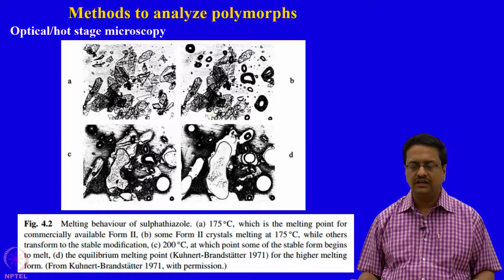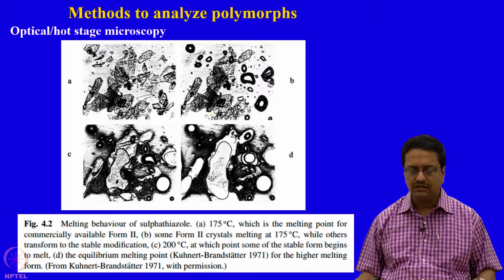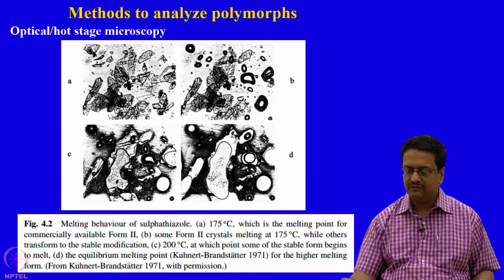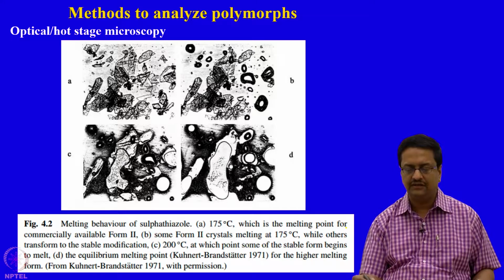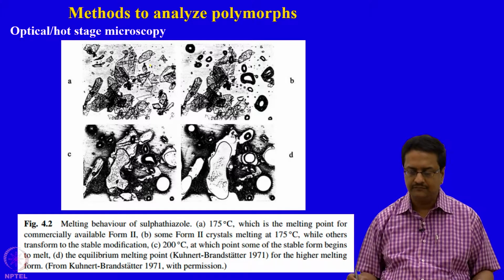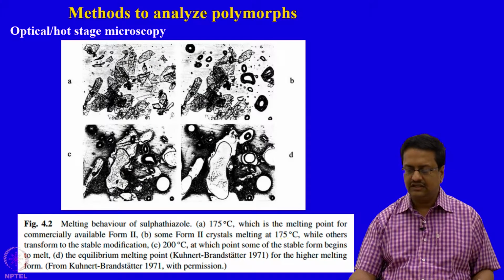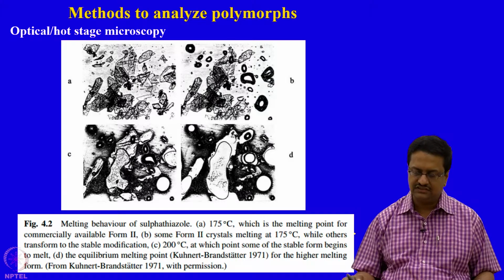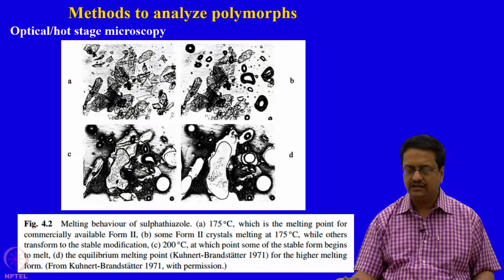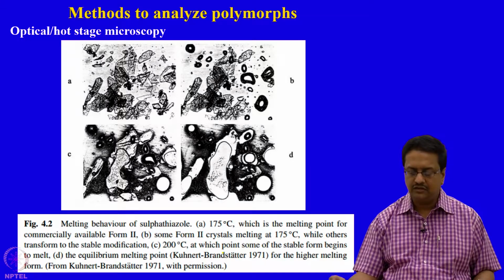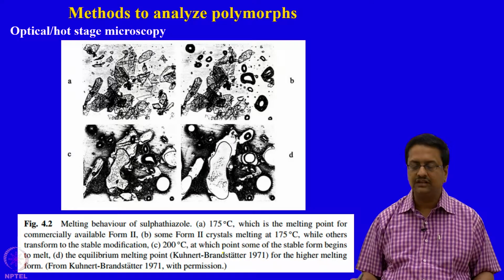One of them is optical or hot stage microscopy. What we can see here is that for the compound sulfathiazole, in figure A at 175 degrees, which is the melting point of the commercially available form 2, one particular phase has started melting. Some form 2 crystals melt at 175 degrees C, while the others transform to a stable modification, and then at 200 degrees centigrade some of the stable forms begin to melt, and at D is the equilibrium melting point of the higher melting form.